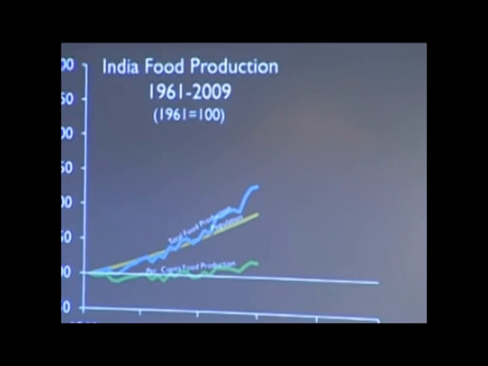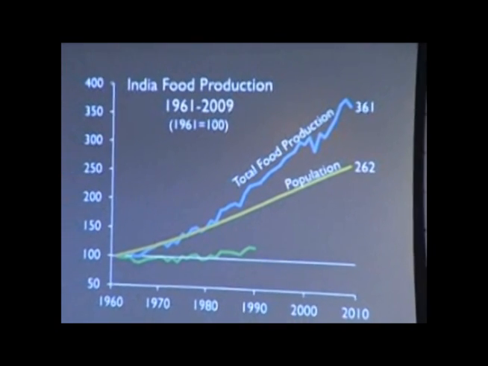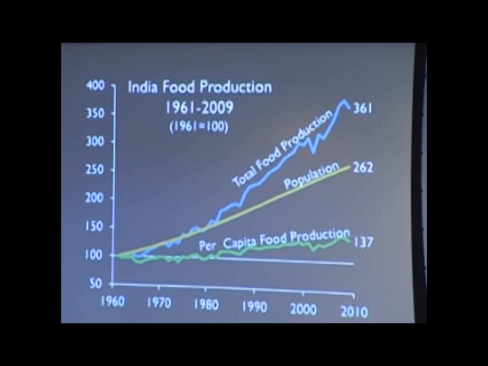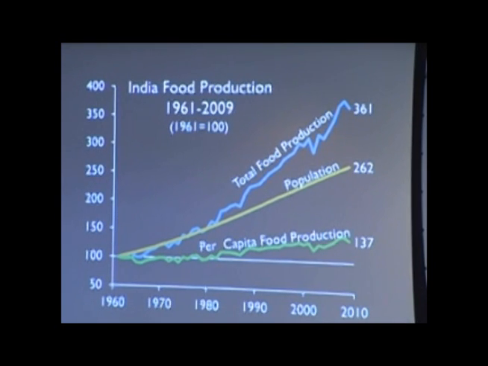So what happened in the 1990s, there's where we were, there's food production after 1980, there's population, there's per capita food production. The 1980s were actually a phenomenally successful period for food production in India, some of the greatest growth rates of the entire period, ending up with per capita food production 37% higher today than it was in the 1960s.